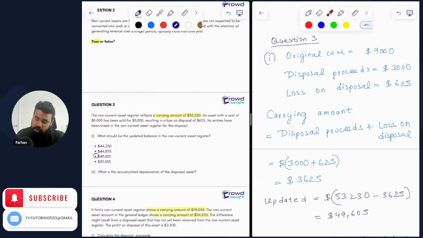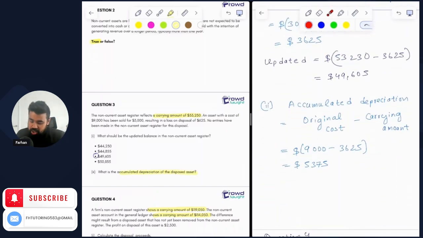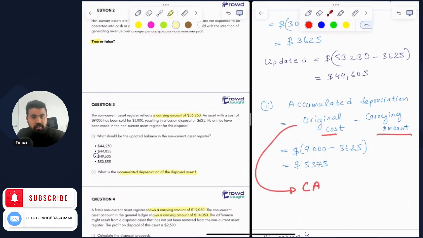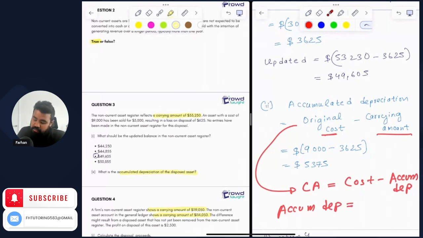Right? Now, I also have a second question for you. What is the accumulated depreciation of the disposed asset? Now, the accumulated depreciation is calculated by finding the difference between the original cost and the carrying amount. Normally, you may know this equation well from the perspective of the carrying amount: if you want to find the carrying amount, you start with the cost and then you subtract the total depreciation, which is also known as the accumulated depreciation. So if you just use algebra, where you make accumulated depreciation the subject, then you can simply find this value by subtracting the carrying amount from the original cost.